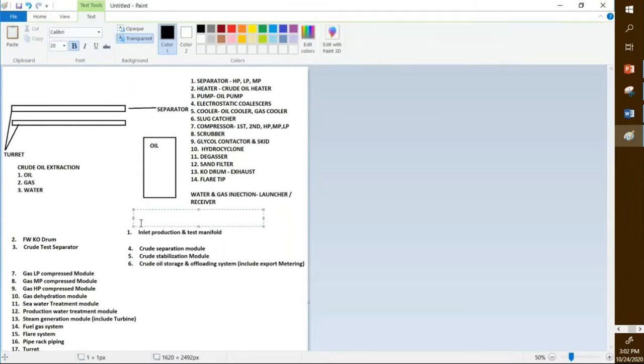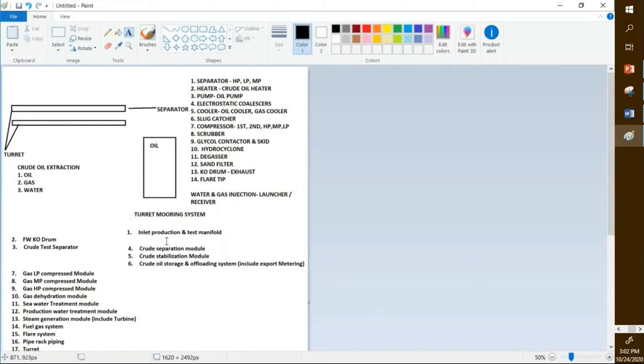From the turret, the turret mooring system will be there, right? From the turret mooring system to the gas separation module, the entry is there, means some line connection is there. That line connection is called the inlet production and test manifolds. So it's a passing piping connection between the turret and the separation module.